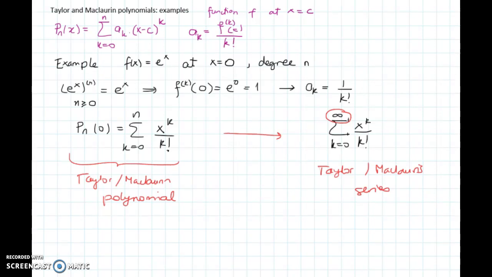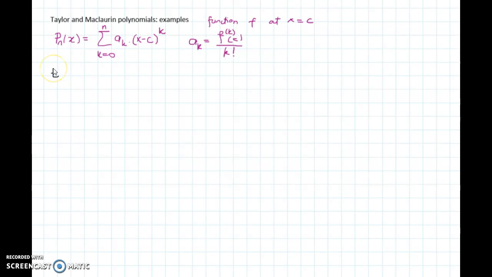So this example came together with a new definition, and even more, we checked that the series we talked about at the beginning is actually the one associated to the function e to the power of x. Let's see one more example.